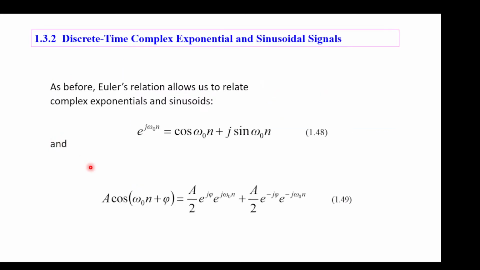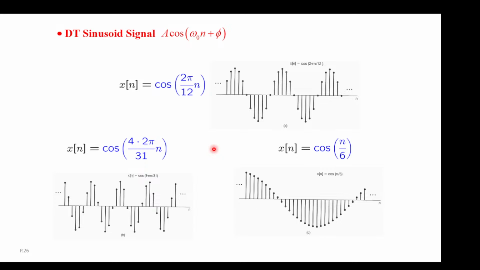Hopefully today. Anyway, you can do the sine and cosine and e to the j omega n and e to the minus j omega n transformation similarly, so let's skip that. For now, let's see some examples of the discrete sinusoidal function. So you have cosine 2 pi n divided by 12 like this, cosine 4 times 2 pi divided by 31 n, and cosine n divided by 6. So you can feel a sinusoidal envelope outside, but things are taking values on those discrete points.